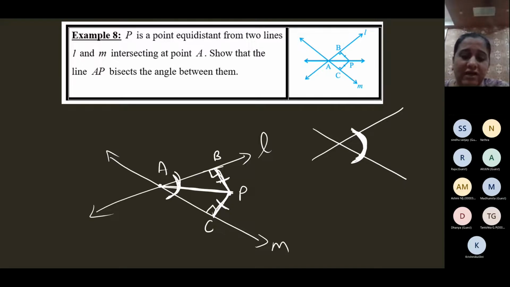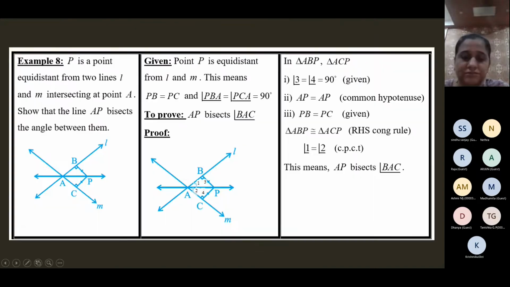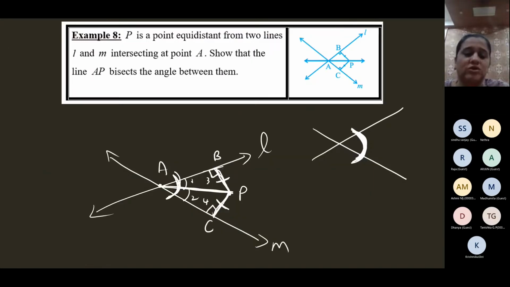So we have numbered the angles 1, 2, 3, 4 like this. This one has 1, this one has 2, this one has 3, and this one has 4. All right. So you need to show that angle 1 is equal to angle 2. So straight away, take these two triangles APB and APC. Look at the triangles APB and APC.